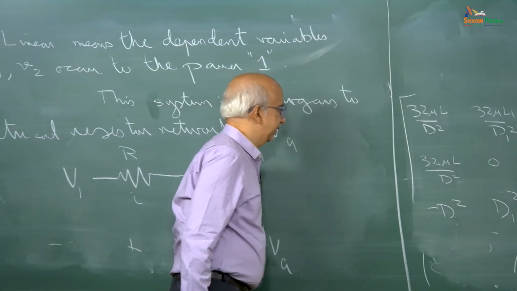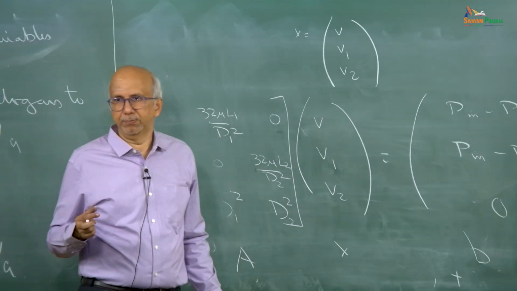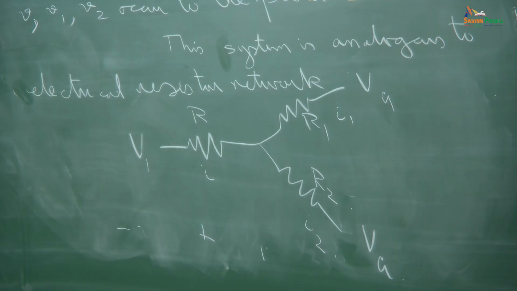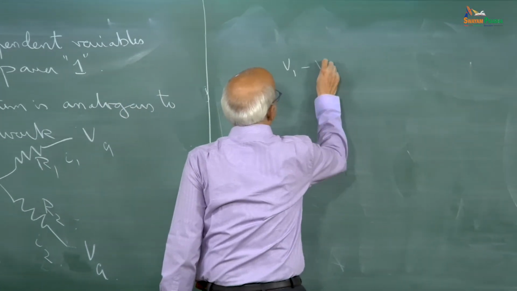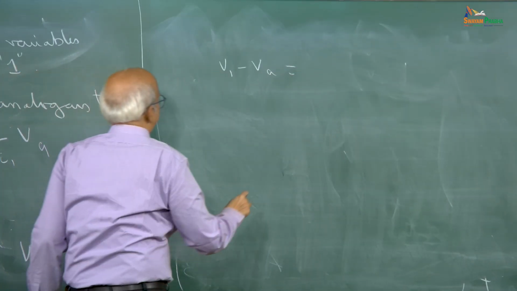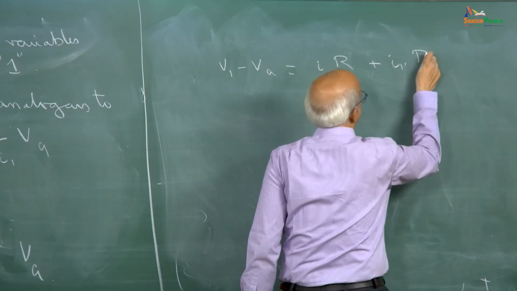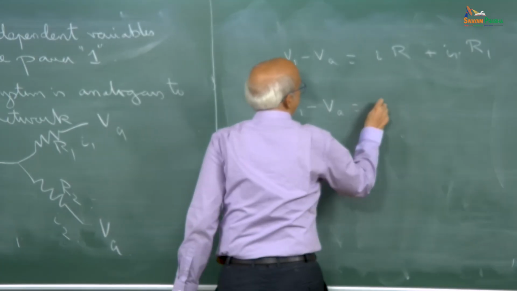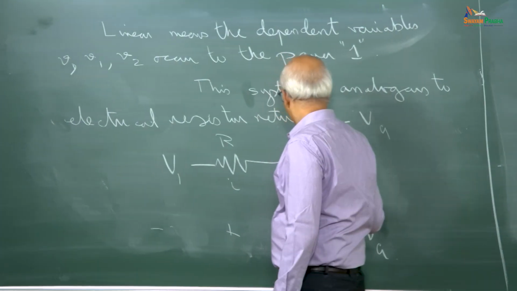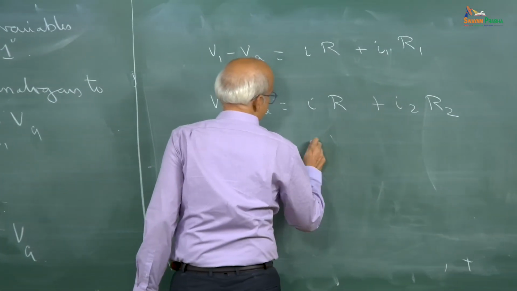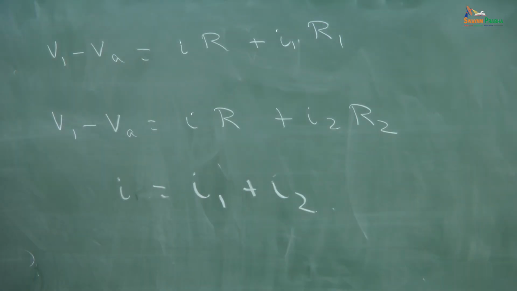So, if you were to do this, and again we are assuming Ohm's law, okay, I am assuming Ohm's law is valid, we would write V1 minus VA is I multiplied by R plus I1 R1, Ohm's law. Okay. Again V1 minus VA is I multiplied by R plus I2 R2. Okay. And if you talk about current, I is I1 plus I2. These are basically what you have come across earlier as Kirchhoff's laws, first law, second law, that is first law then second law. Okay. And again you have three equations.